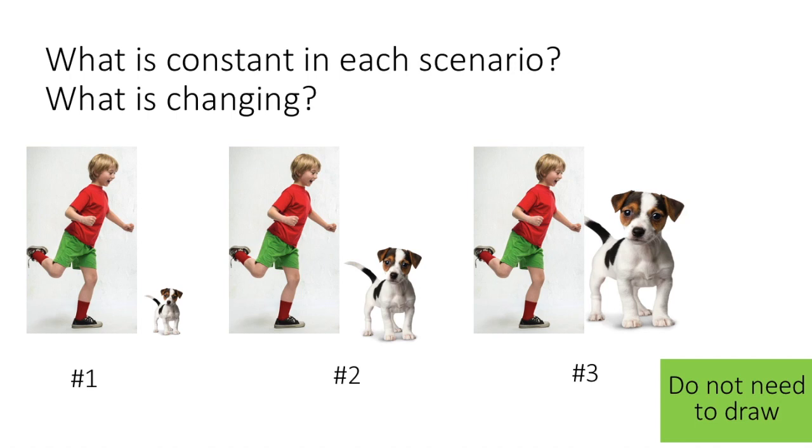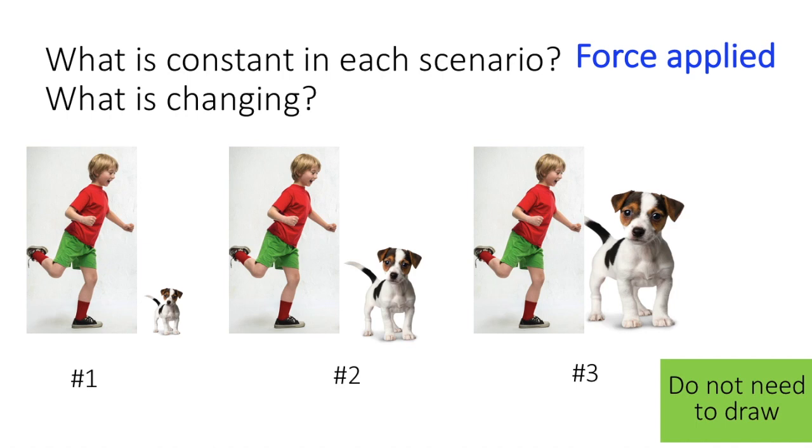So here we have three different scenarios, all involving a kid and a dog. Can you tell me what is constant in each scenario and what is changing? From looking at this, you can see that the constant variable in each scenario is the child. So the force that is applied is exactly the same. His leg is pulled back at the same angle, and he will kick the object with the same amount of force. So the amount of force is the same.